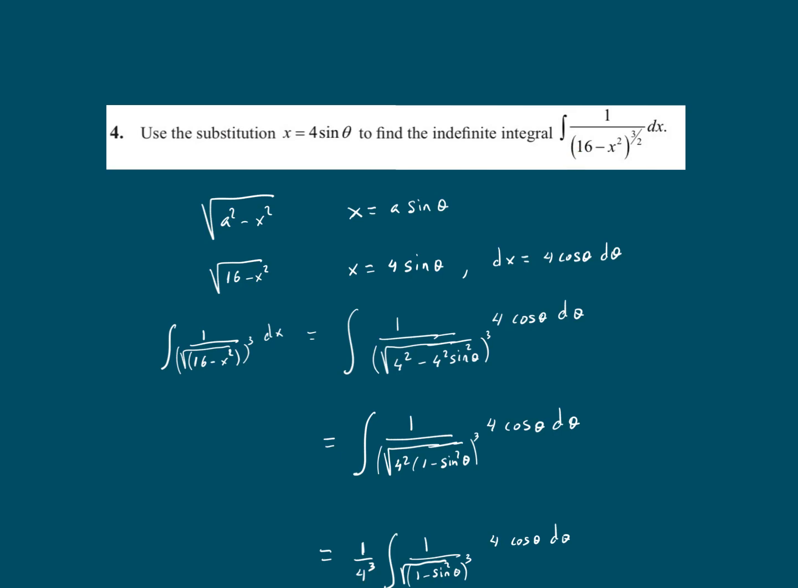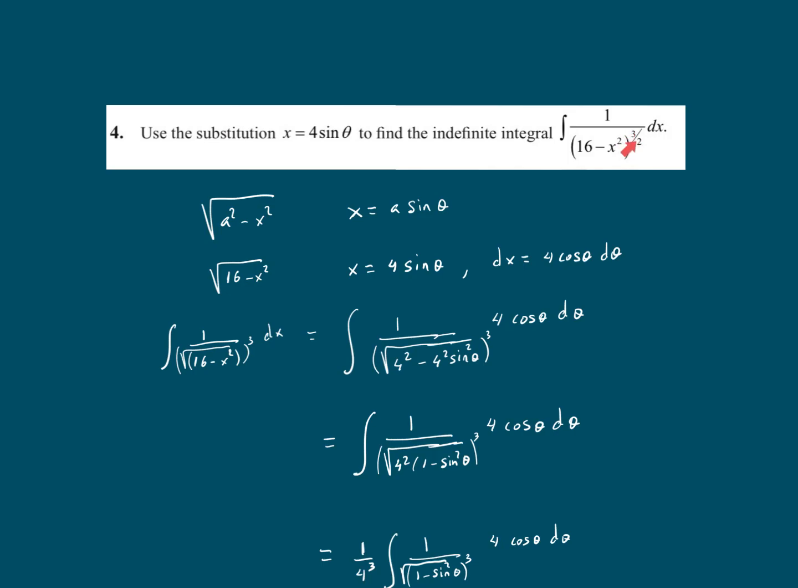Let's manipulate this equation. So x equals 4 sine of theta, so dx is 4 cosine of theta d theta. Perfect. So what is the integral that we have to solve? 1 divided by the square root of 16 minus x squared, everything to the power 3/2.